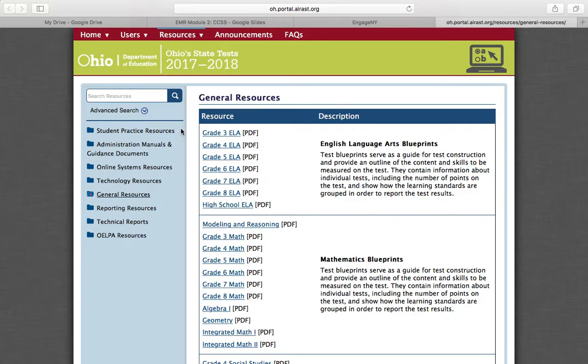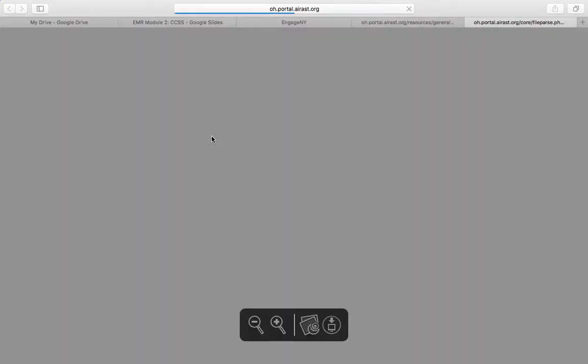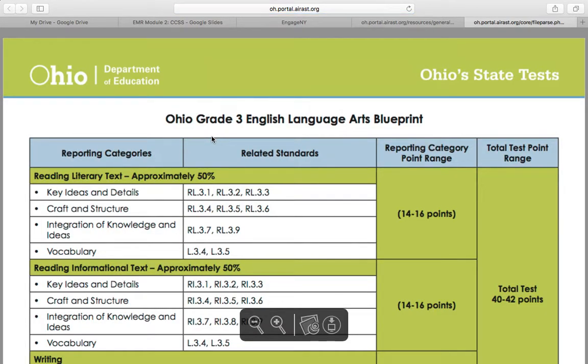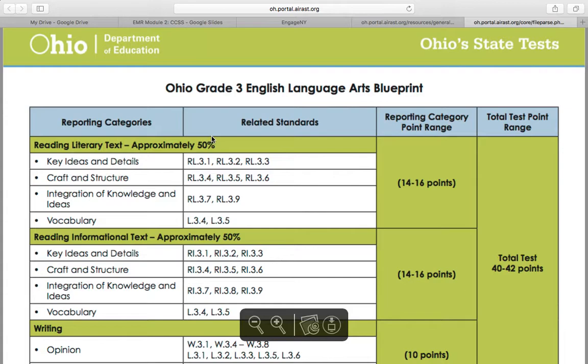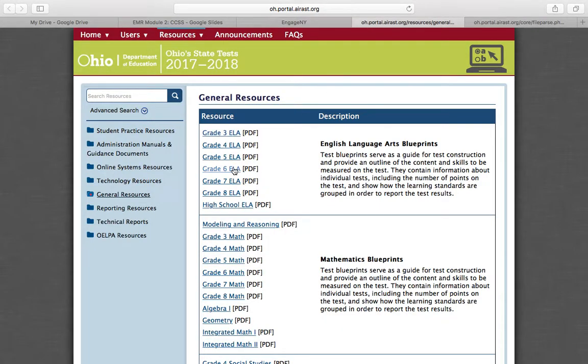And so, some of the things that I wanted to point out to you then is, in Ohio, on our ODE website, you can find a lot of information about the test, but I thought it would be interesting for you to be able to see the blueprints, and we're going to be looking at the blueprints as part of our assessment and our assignment. The blueprints are really, really important. They're really key.